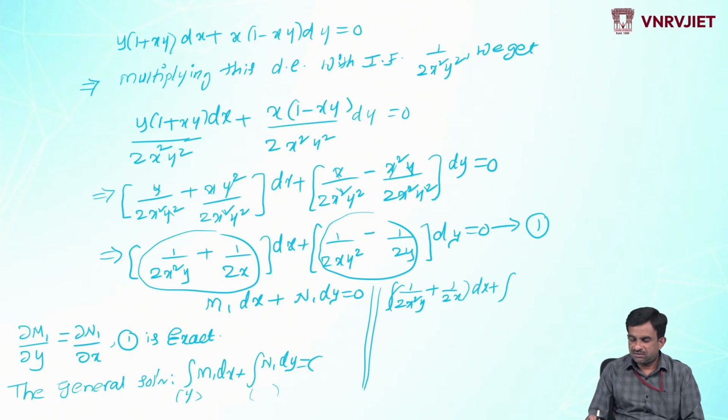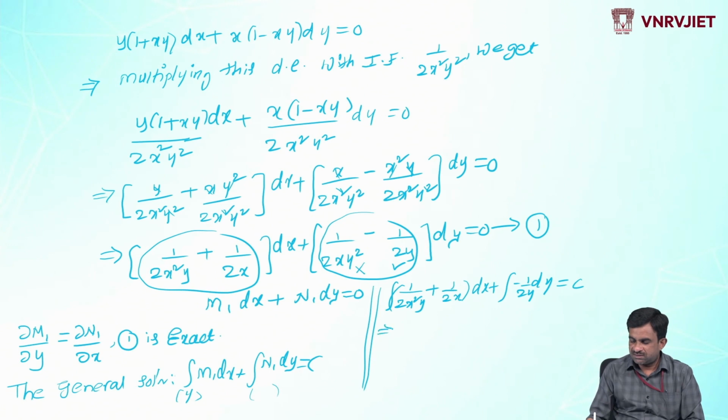here I am saying that in the second integral we have to take the terms which are independent of x. This we don't want to take because it is involving x. This we want to take because it is not involving any x. So simply it is minus 1 by 2y dy, and this is equal to the arbitrary constant c here.